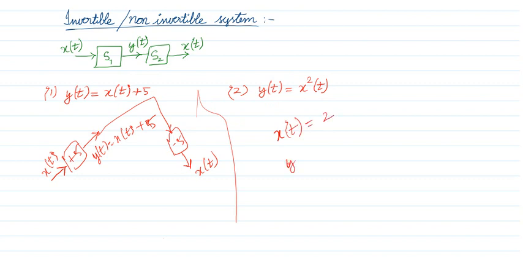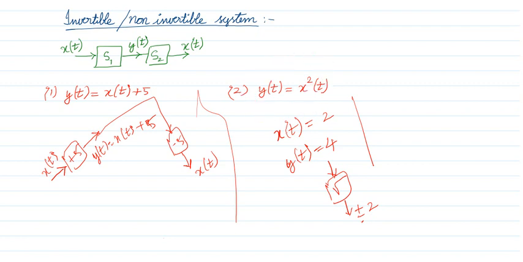So what is y of t? Y of t is equal to 4. If I pass this y of t to a system where I can take the square root, what answer will I get? The square root of 4 is plus or minus 2. Here it's not clear that I should get plus 2, it can also be minus 2. So this system is non-invertible.